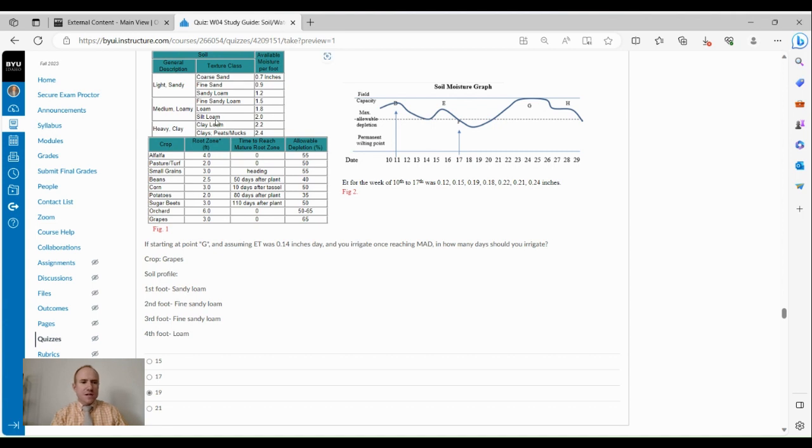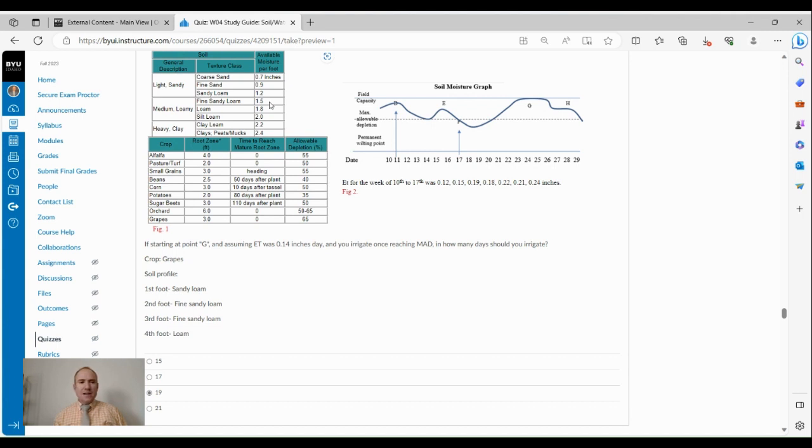On the first foot, it's a sandy loam. We come up to this soil chart, sandy loam, available moisture per foot is 1.2. So that first foot of the root zone is going to hold 1.2 inches. The second foot is a fine sandy loam, 1.5 inches per foot, so we'll add that in the calculator. The third foot is again a fine sandy loam, so that foot of soil holds again 1.5 inches.